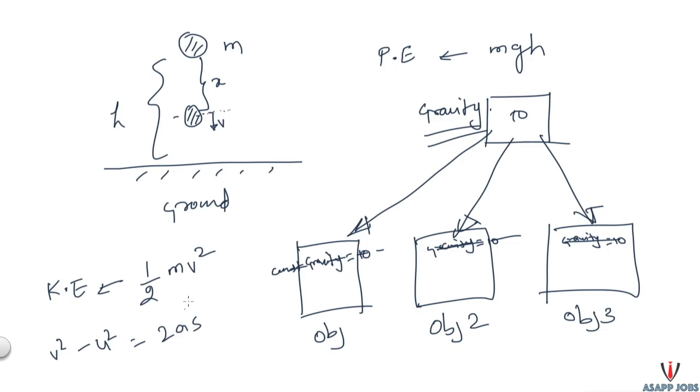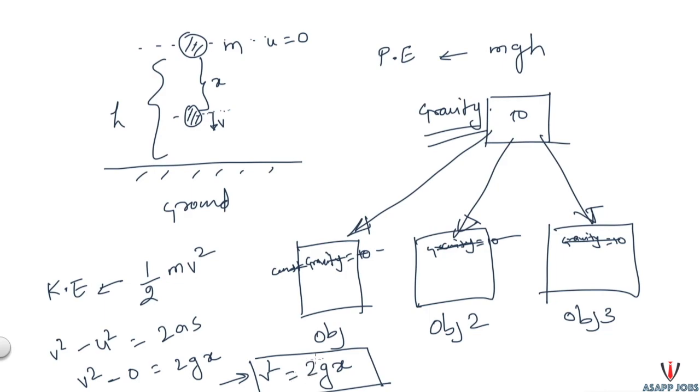So where a will be g in this case, s will be x, and u of course initially is 0, right? At t equal to 0 we are releasing this ball from here. That means this equation will be v square minus 0 equal to 2gx. So v square equal to 2gx. Okay, so remember this, we are going to use this in our program.